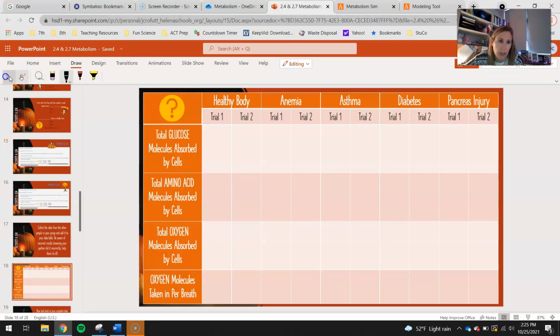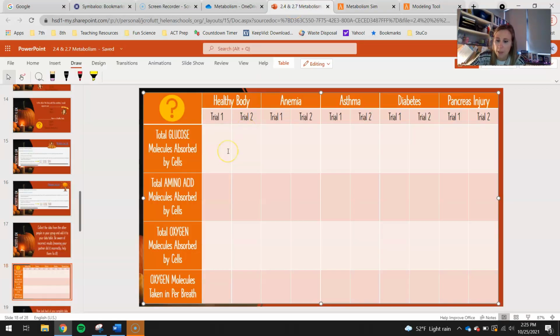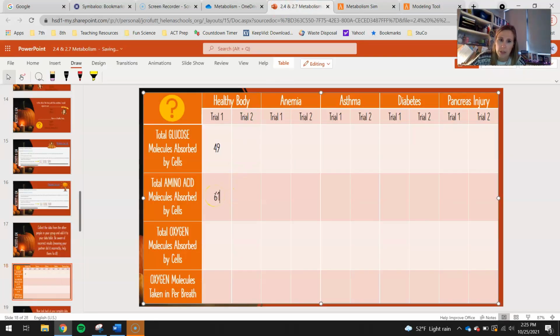So first one here, you guys can click and type healthy body. We're going to go ahead and plug in 49 glucose absorbed by cells. So we had 49 come from our food through our circulatory system and into our cells. That's what a healthy body should look like. Okay, 61 amino acids. And this will vary every time you guys do it.